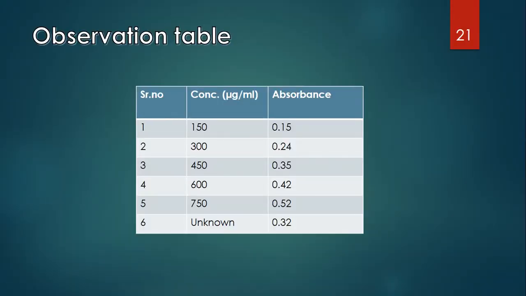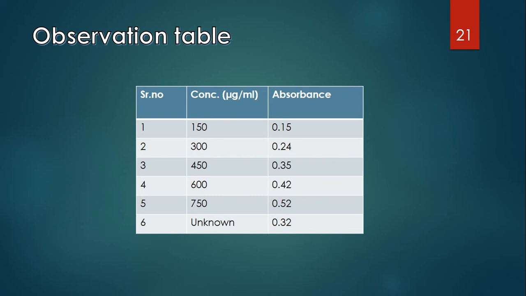So as we have seen in the practical, we took absorbance of various concentrations of glucose solutions. For 150 microgram per ml, the absorbance was found to be 0.15. For 300, it was found to be 0.24. For 450 microgram per ml, it was found to be 0.35. For 600 microgram per ml, it was found to be 0.42. And for 750 microgram per ml, it was found to be 0.52. So you can see, as the concentration of glucose is increasing, absorbance is also increasing.